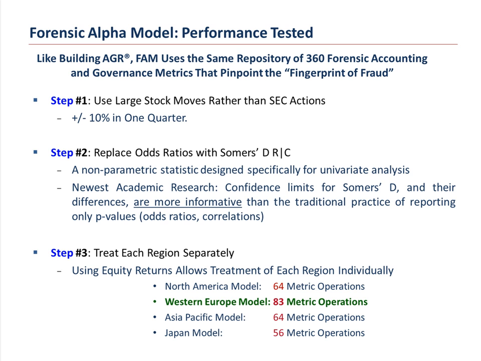Step 3, and possibly the most important, is that we can now treat each region separately. Now that we are no longer bound by the SEC's purview, that is, we're no longer bound by fraud, and we're actually looking at stock returns, we can now look at each region as a separate model. And in fact, each region has different counts of metric operations and different metric operations themselves. Each model is in fact a distinct product. In this case, we'll be focusing on Western Europe, which interestingly enough has 83 metric operations, more than any other region. And that's because of the importance of governance on Western European stock returns.